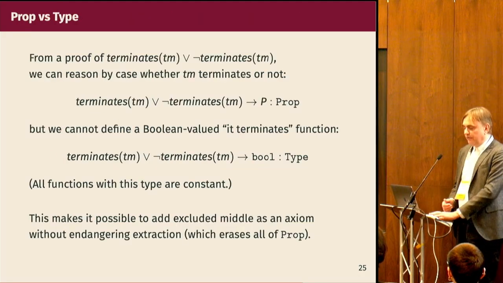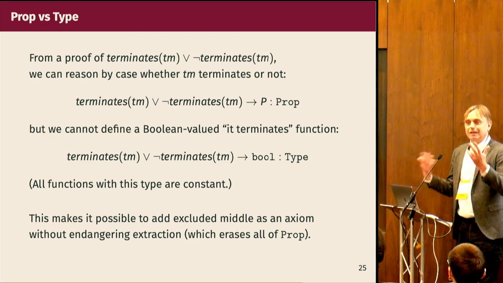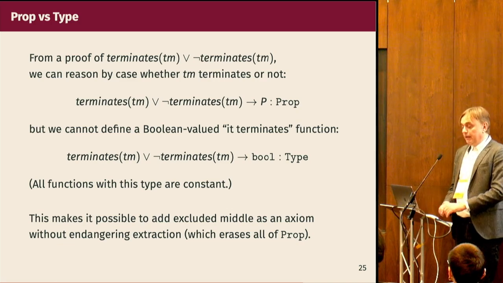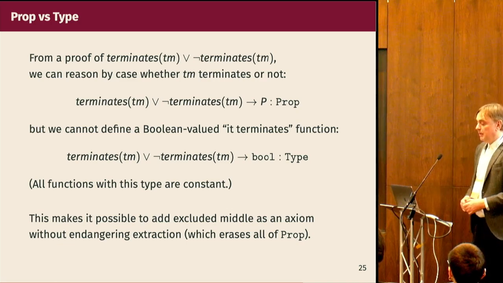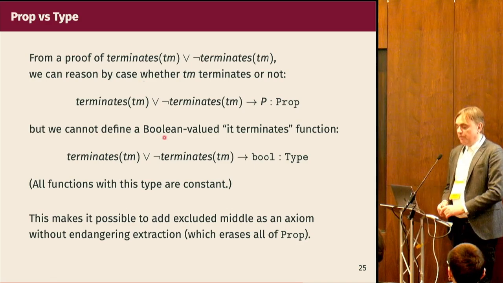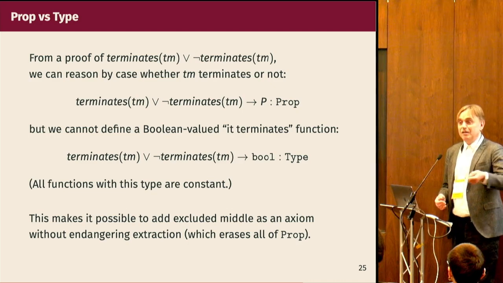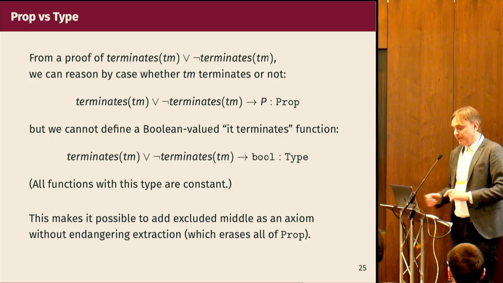And for instance, if you have a proof that this Turing machine terminates or does not terminate, which you can get with a classical axiom, we can reason by cases on whether the Turing machine terminates or not, which is very useful, but we cannot define a Boolean value, "it terminates", where you give it the Turing machine and the proof and it says yes or no.